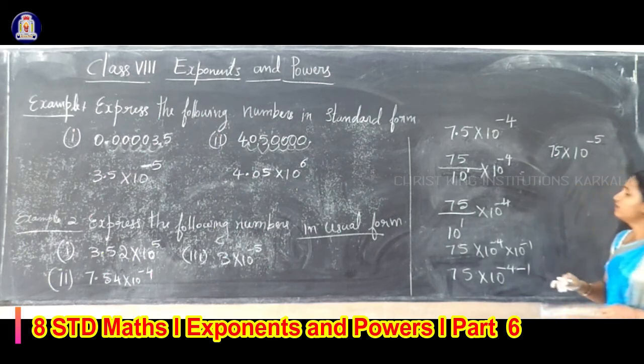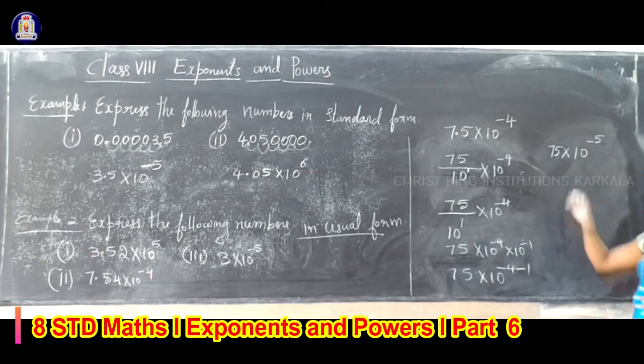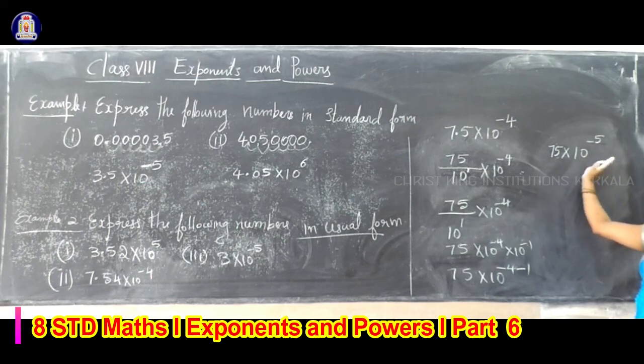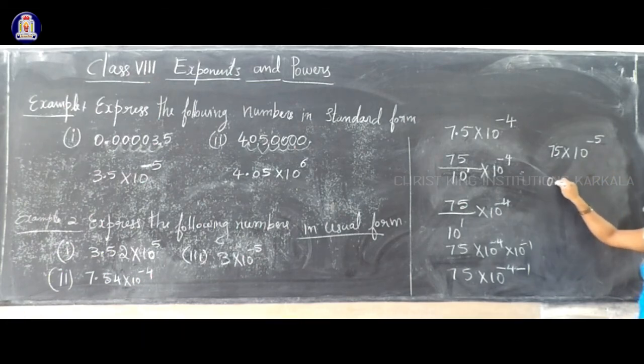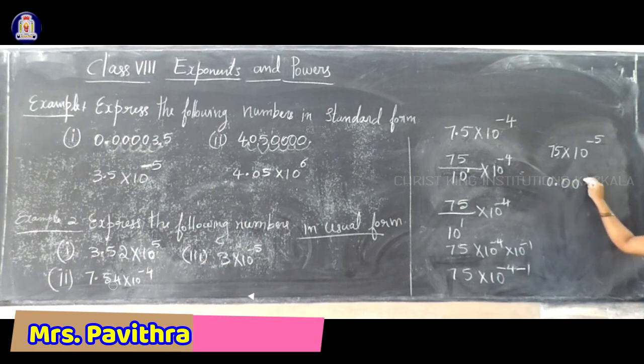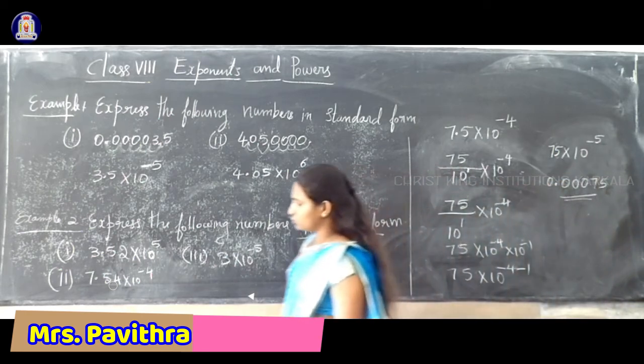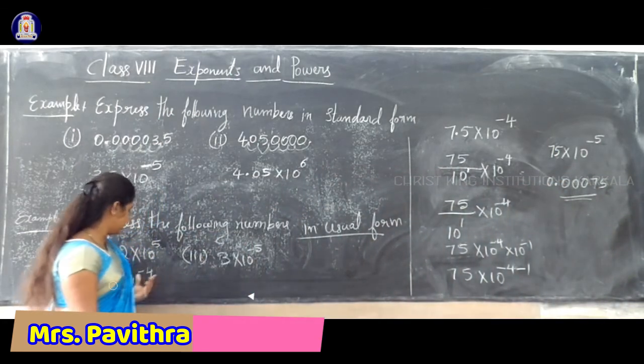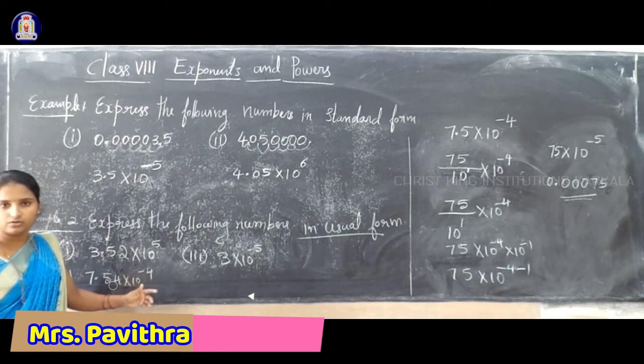10 power minus 5. So now the exponent is negative. So we have to write this as 0.00075. Here minus 5 means 5 digits will come after the decimal point. 1, 2, 3. Already 2 digits are there, 75. So 1, 2, 3, 7, 5. So this is the answer. This is the usual form of the given question, 7.5 into 10 power minus 4. You can use any method.